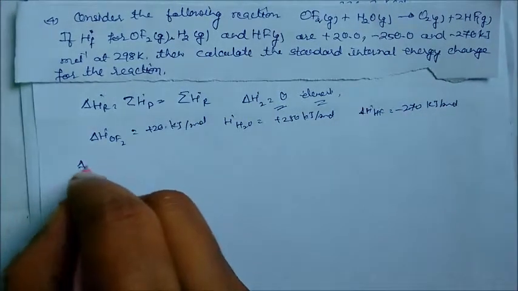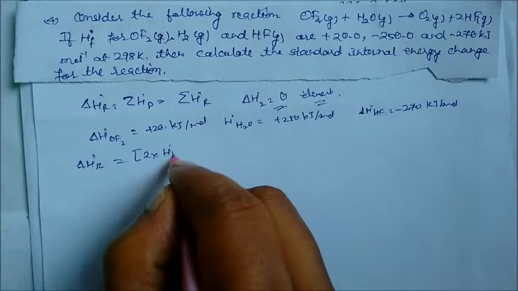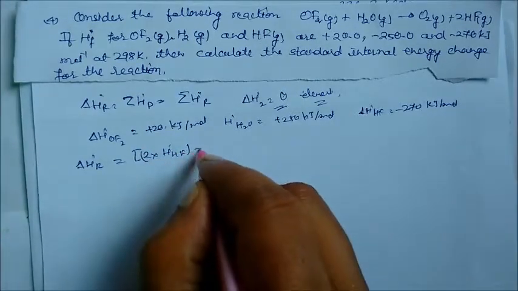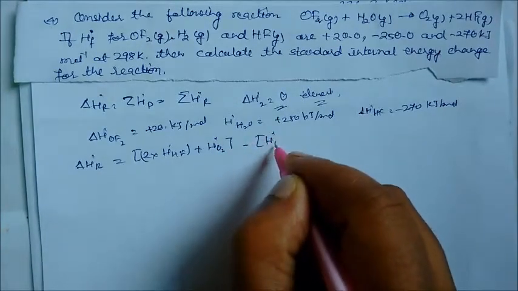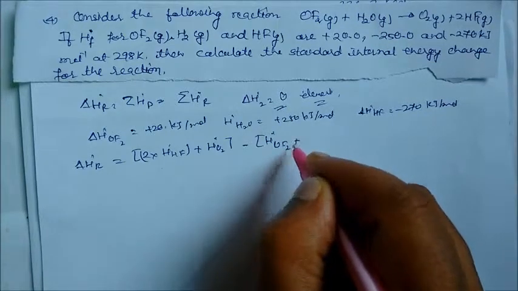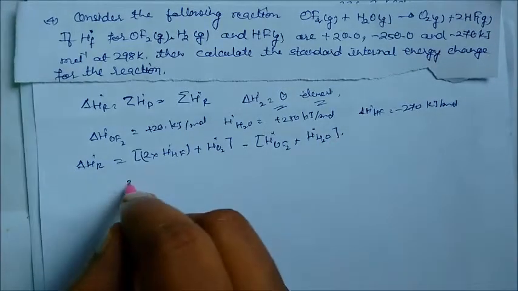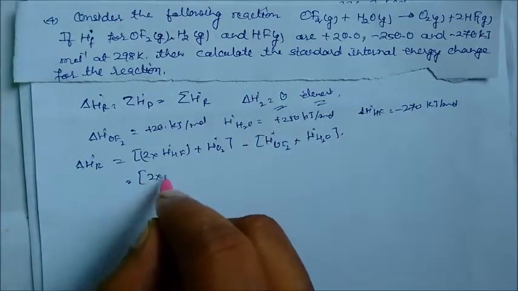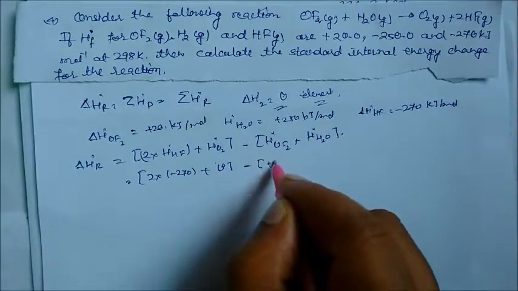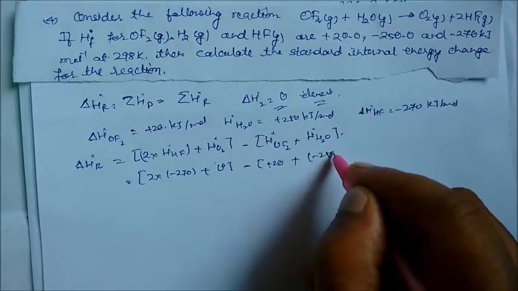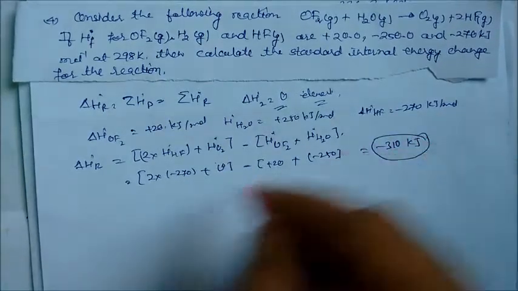So we can write the overall heat of reaction as 2 into the standard heat of HF, plus the standard heat of oxygen, that is 0, minus the standard heat of OF2 plus the standard heat of water. So here you put values: 2 into minus 270, plus 0, minus 20 plus minus 250. On solving we will get here minus 310 kilojoule. So this is the heat of the reaction.